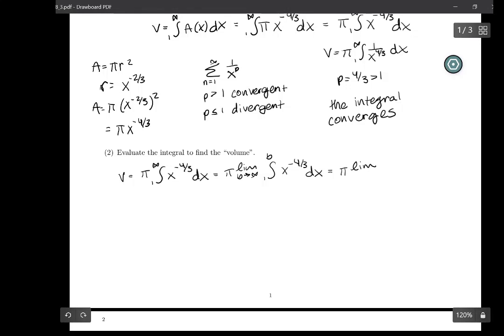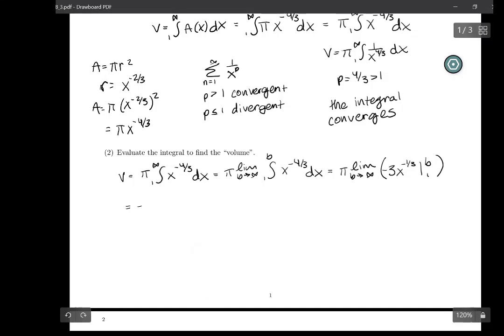So pi times the limit as b goes to infinity. We're going to do negative 4/3 plus 1, so it's negative 1/3. Flip and multiply for negative 3, x to the negative 1/3 from 1 to b. So I've got a constant here in the negative 3.